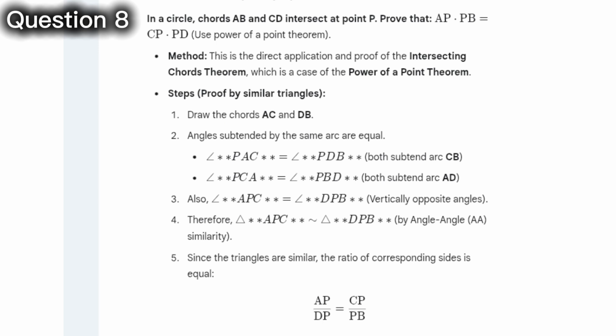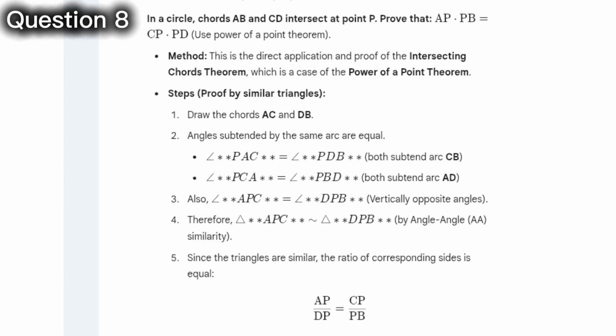The proof method: we use similar triangles, draw the chords AC and DB. The similarity: angle PAC equals angle PDB because they both subtend the same arc CB. Similarly, angle PCA equals angle PBD. Since two angles are equal, the triangles APC and DPB are similar.